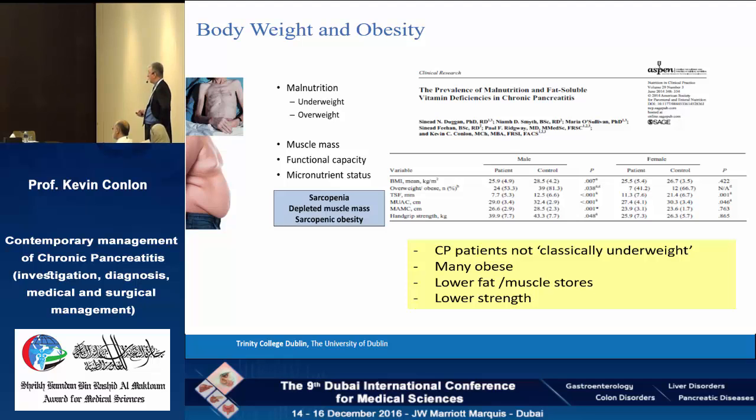This actually reflects Ireland in 2016. Ireland in 2016, the average BMI now is in the high 20s. We have a significant problem with obesity in the country. So many of our patients are actually obese. Now, they're high BMI, but when you actually look at their muscle mass, they're actually sarcopenic. So they have lower fat and muscle stores, and they have lower strength.